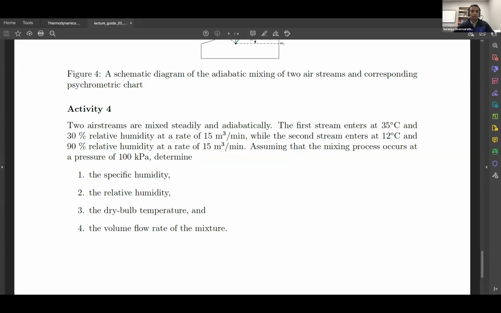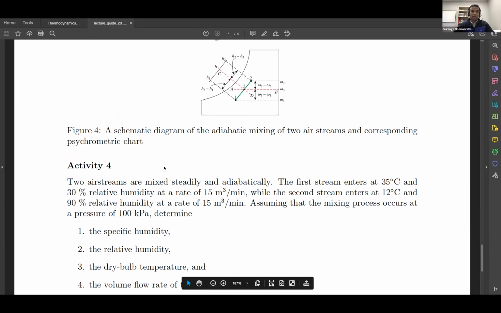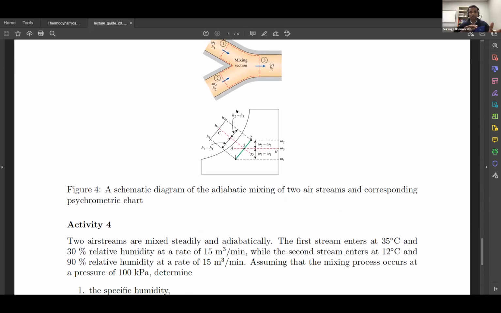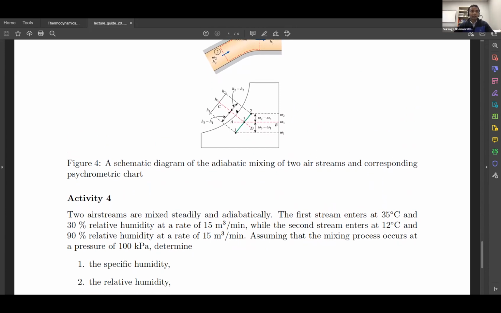Let me share the screen. All right, here's the activity. This is called adiabatic mixing. Adiabatic mixing means mixing without any heat transfer from the surrounding to the system or from the system to the surroundings.